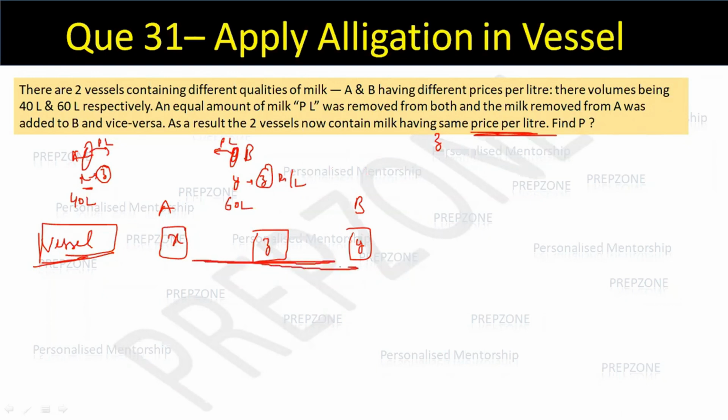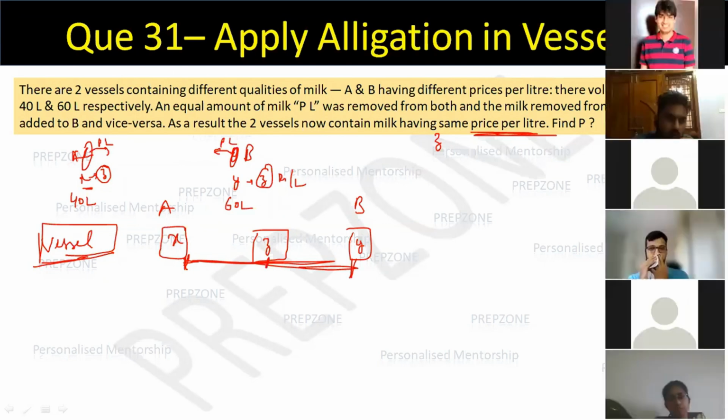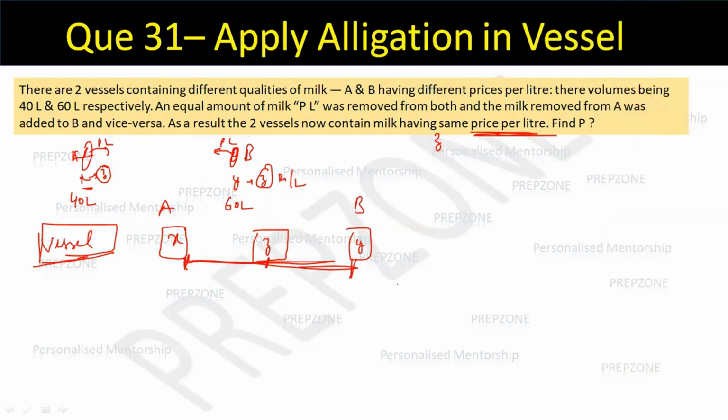So let's say I'm trying to denote these on my distance line. Initially it was X, then you've tried to add something of Y and the average is now Z. Also, let us talk about the quantities. How much quantity of volume have you tried to add from vessel B to vessel A? It is P units, right? This is given to us that P liter was removed and added. So from here I am adding P units.